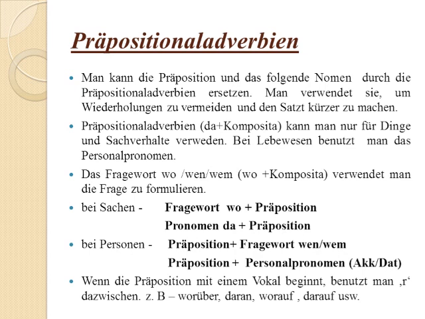If you are using a wo compound for a thing, that is by Sachen, then for forming the question you will use the Fragwort, that is the question word, wo plus preposition. For example, womit, wofür, etc. And for the composita, that is the compounds, you will use the Pronomen da plus preposition. For example, damit, dafür, etc.